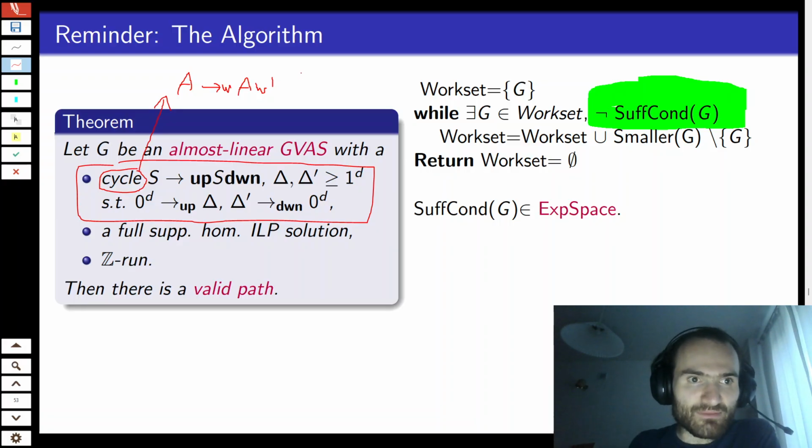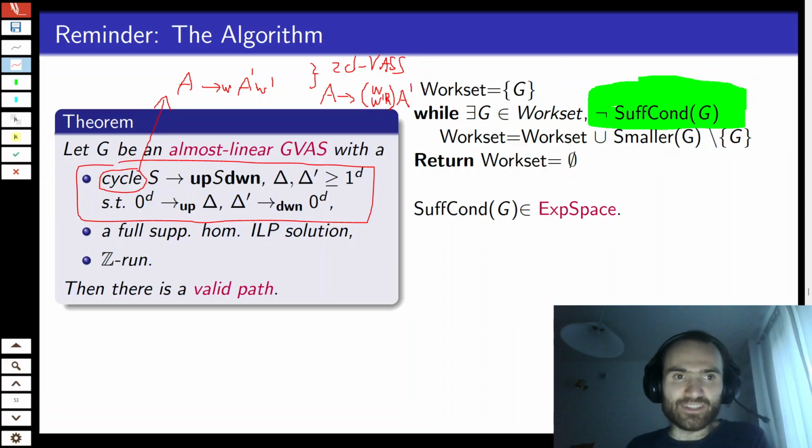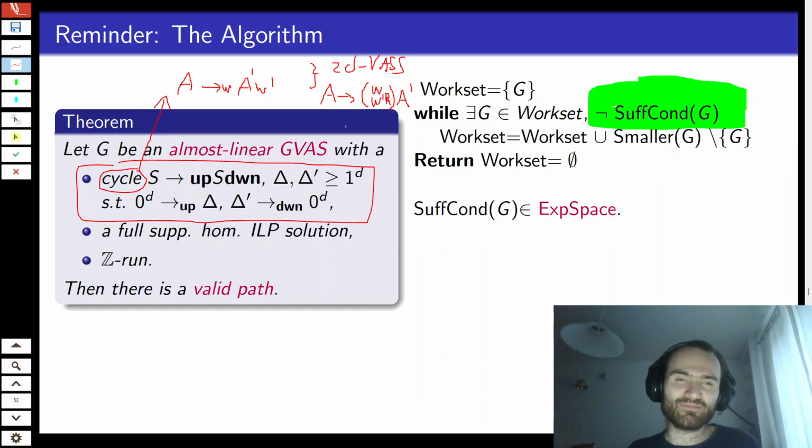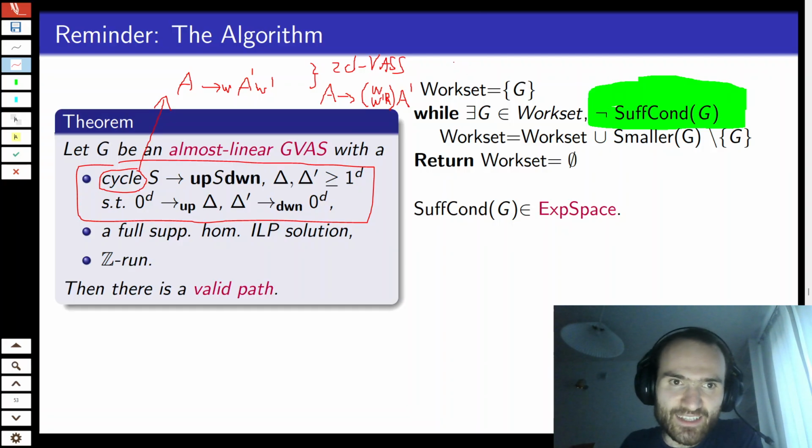So you can make this into a 2D VASS, where you take a transition A and then you go with the operation W prime reverse to A prime. Now this is just a normal VASS, and having such a pump in the grammar is equivalent to having a pump in this 2D VASS. And well, pumpability in a normal VASS is decidable in exponential space.